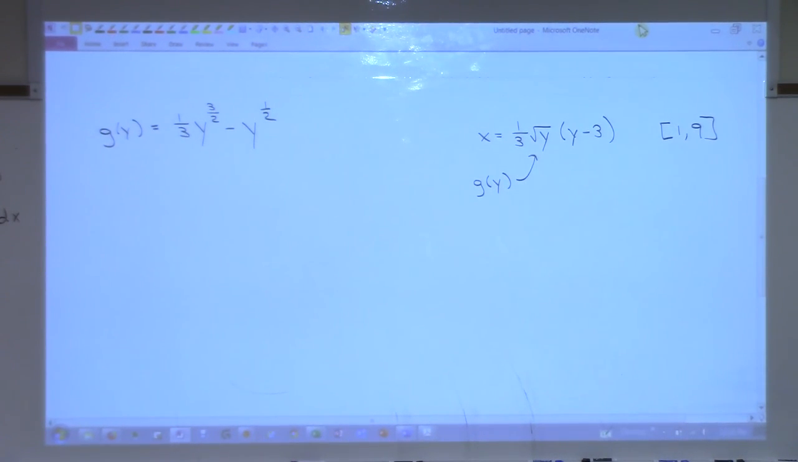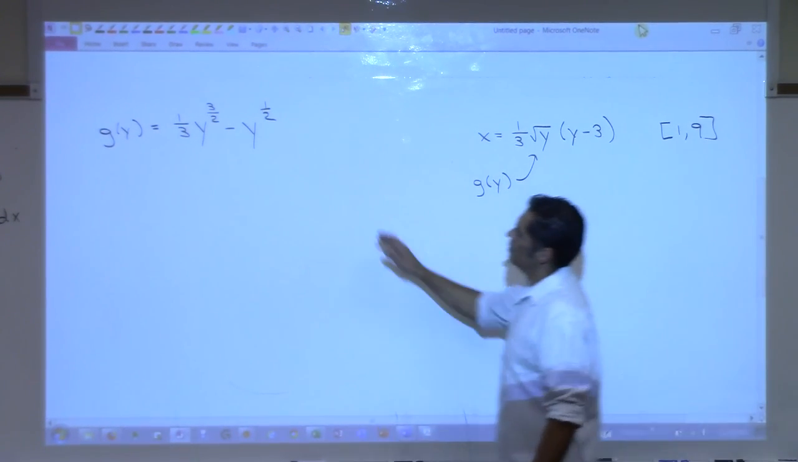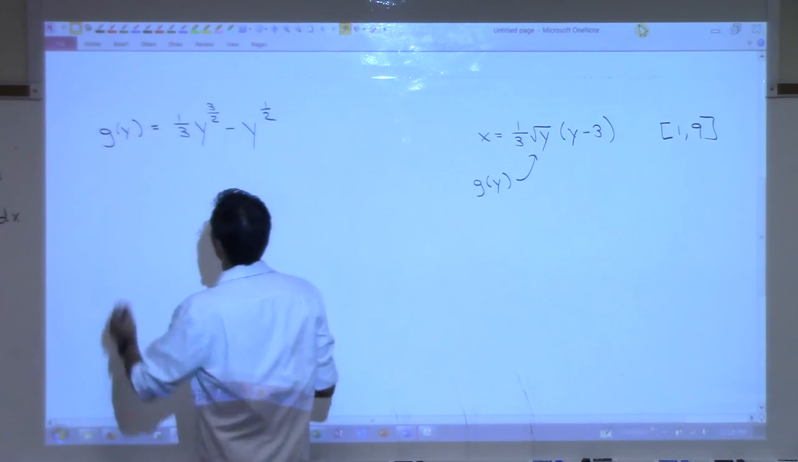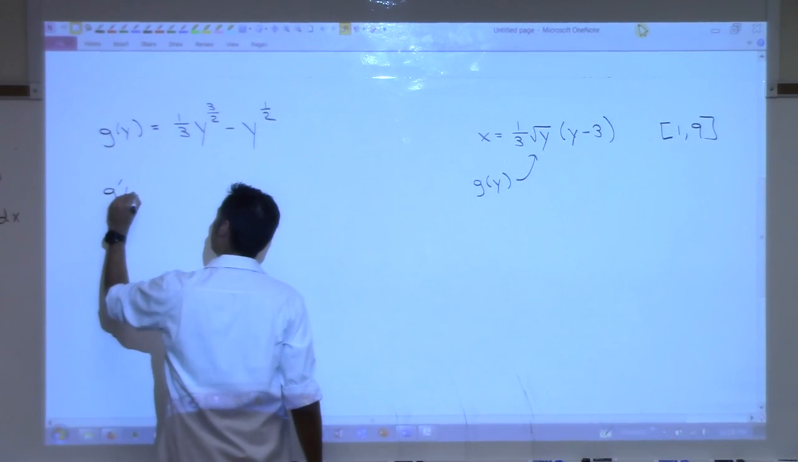It's just easier for me to take the derivative of that than it is to try and do product rule or something. You could do product rule, but it's just, yeah. So now, derivative of this.